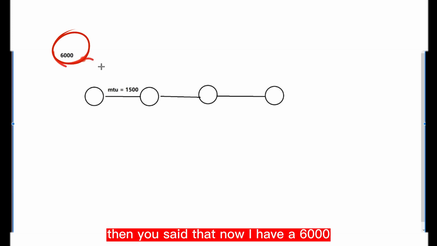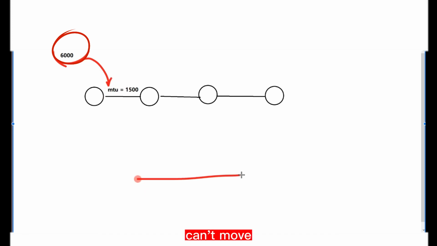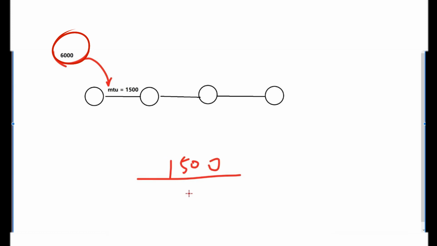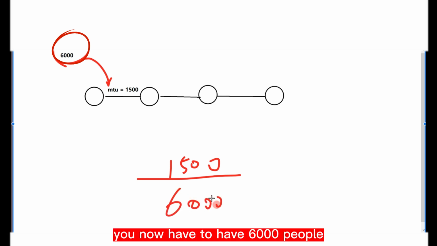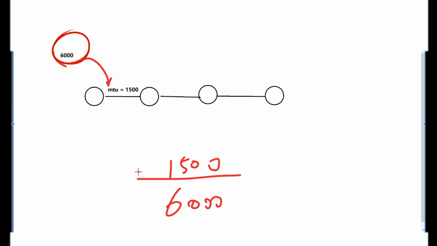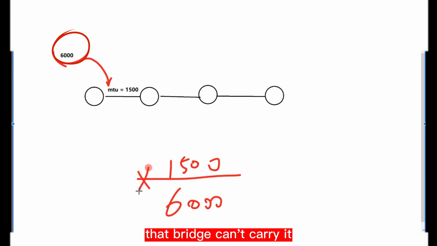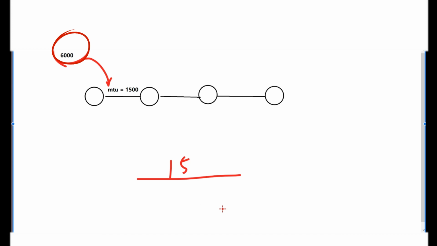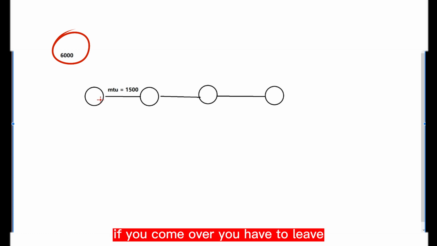Then you say that now I have 6000 bytes of data. If I send it directly over the link, it can't move. It's like a bridge. A maximum of 1500 people can walk on this bridge. If you now have 6000 people walking this bridge at the same time, that bridge can't carry it. So many people standing there, the bridge is broken.